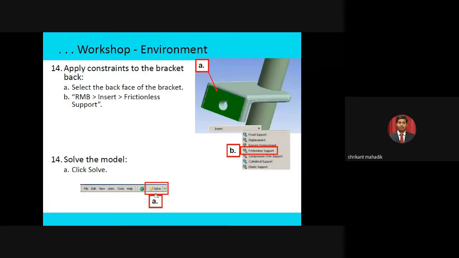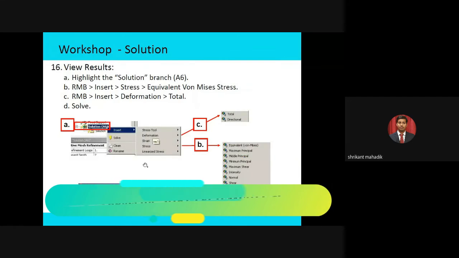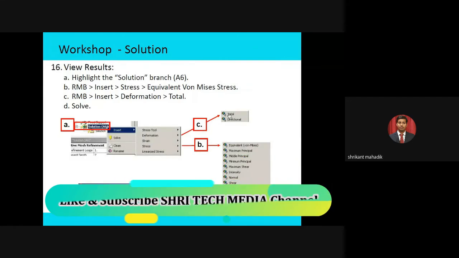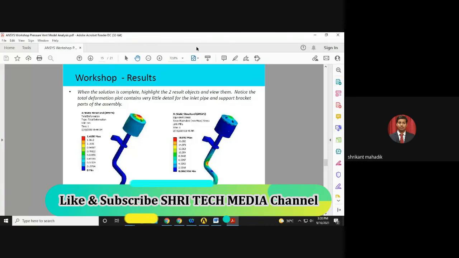Then next we are going to solve this problem, right? After solving, we are going to find the stresses and deformation. That is the total deformation, in the XYZ direction, and next the stresses, that is the equivalent von Mises stresses. Here we will get the final results for the stress, and here for the deformation, you can see. So this is our final result for this experiment. That is what our practical is about: finding the stresses and deformation of a mechanical component, right?